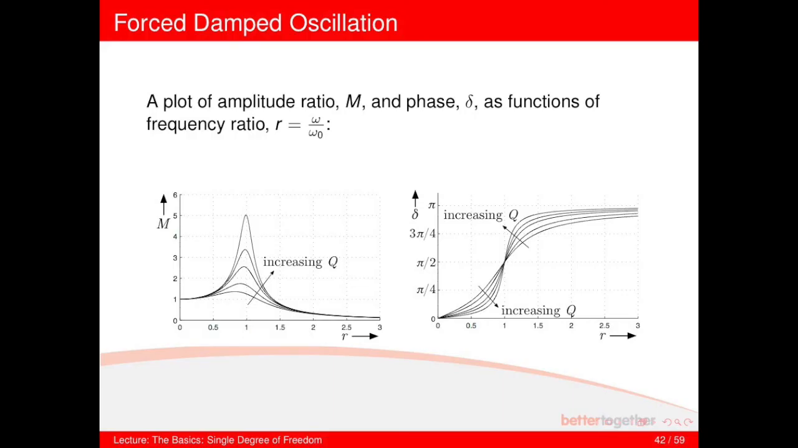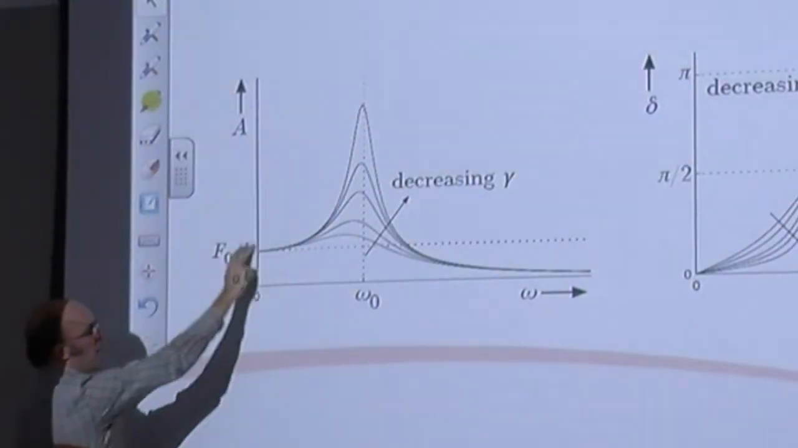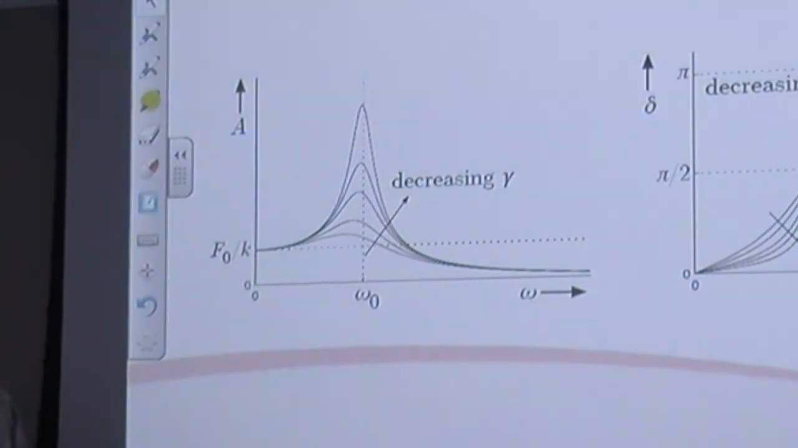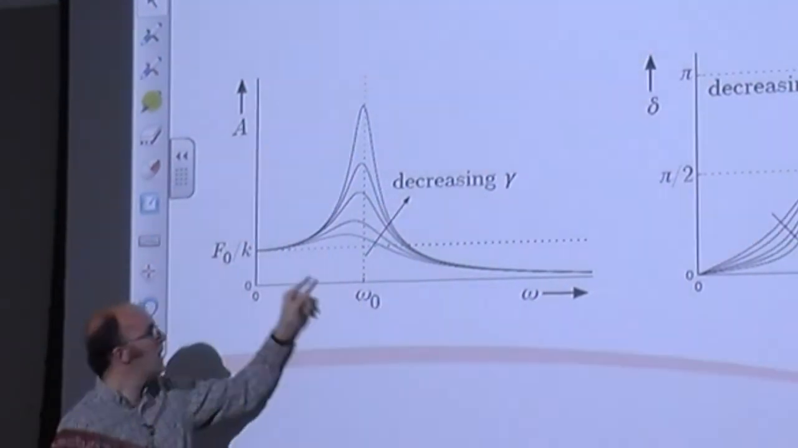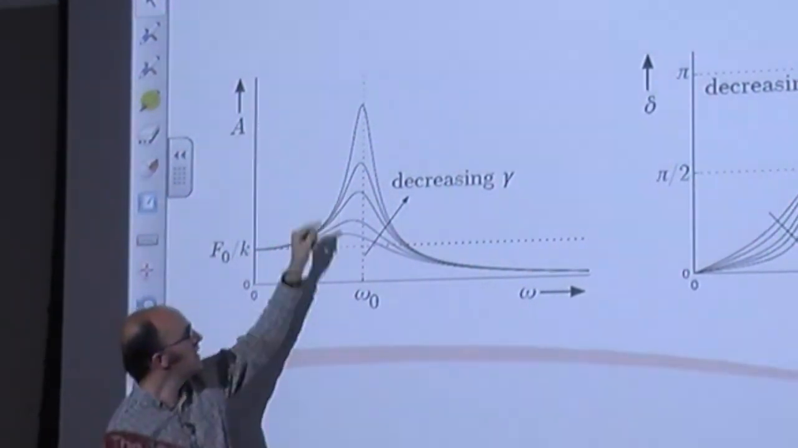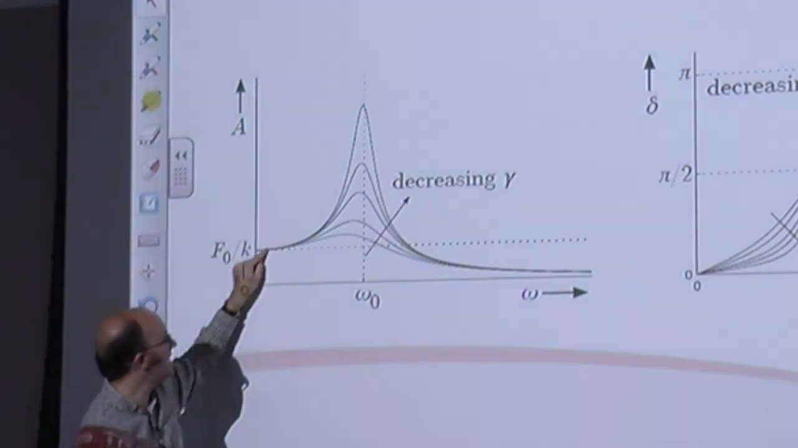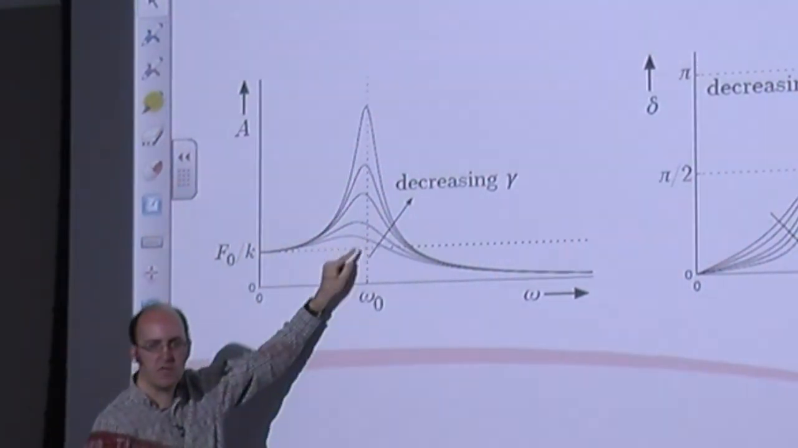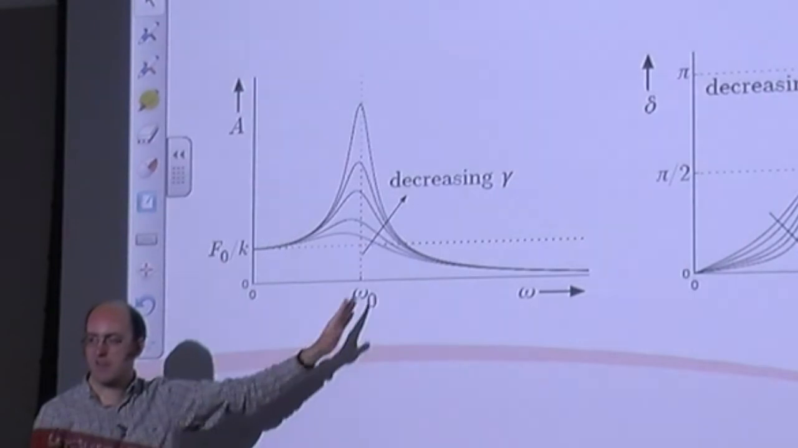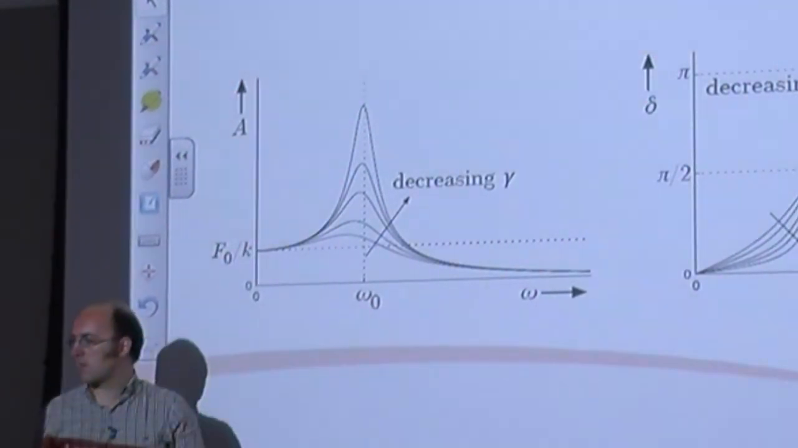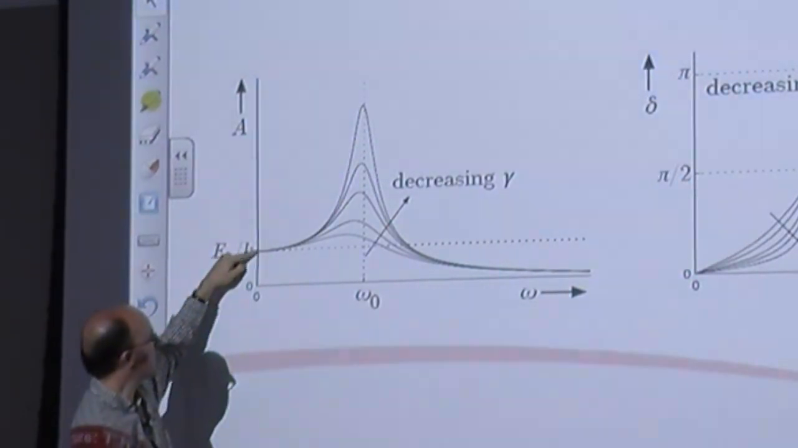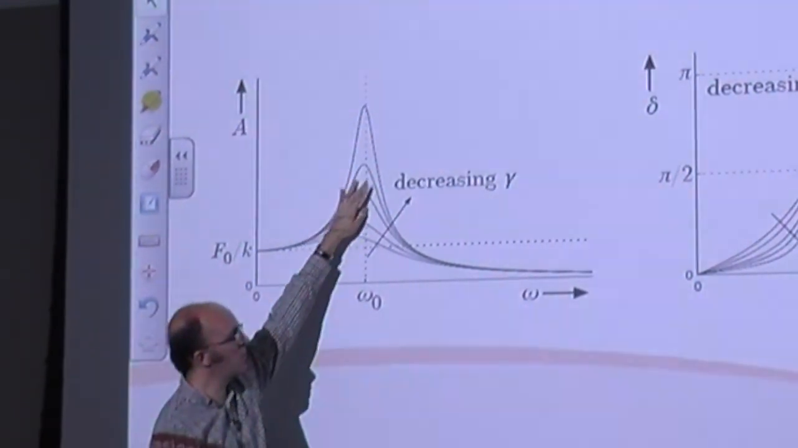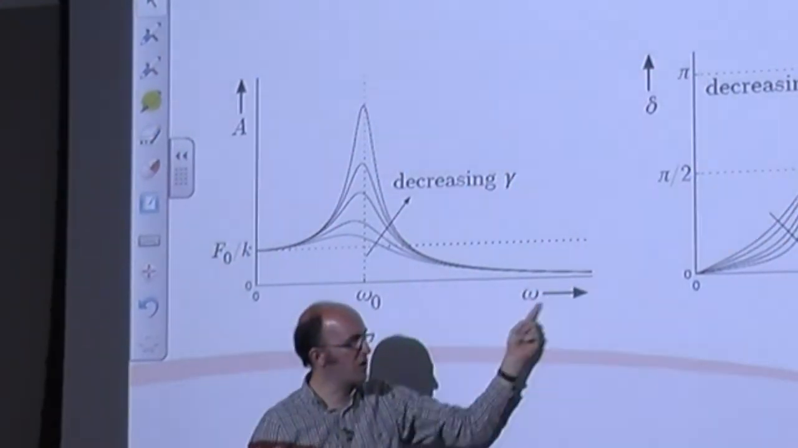So this is what it looks like. There's A, okay? Start off at omega equals 0, you've got F naught upon k, the static displacement. As you increase your frequency to omega naught, the amplitude is going to go up, and it depends on your damping. With very high damping, it doesn't go up by much. With very low damping, it goes up quite a lot. And like I said, with zero damping, it goes up to infinity, doesn't it? Yeah? So it goes up to infinity. With F naught upon k, it goes up to a certain point, and then will fall back down to 0 as you increase your frequency.